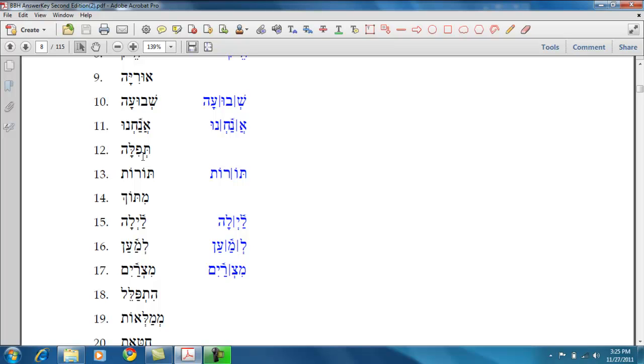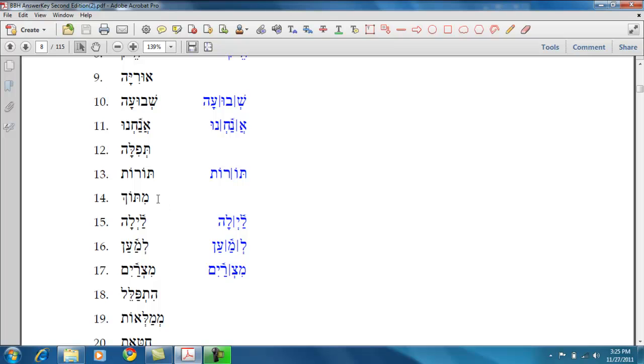Tefillah. All right, number 13 we have is torot. We start out with the tav, which is a dagesh lene, and the holam vav. It's a long syllable right here. Break that. Start again with the resh, the holam vav, and the tav. Torot.